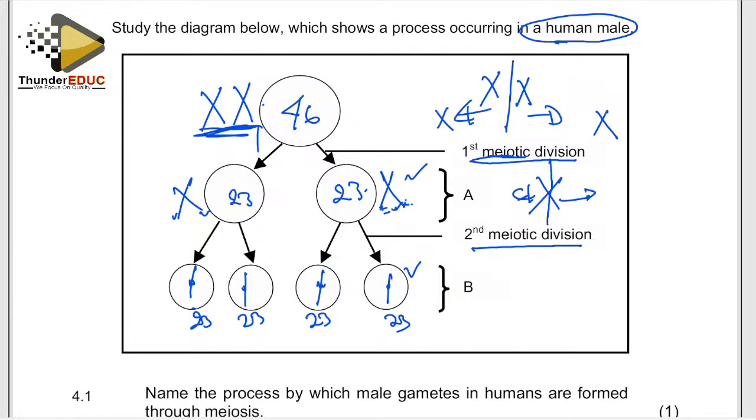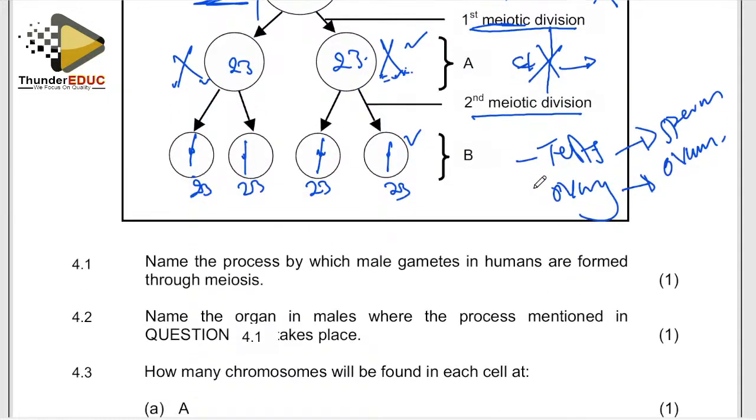So once we know how we can interpret it, then we can apply it. Where does meiosis occur? In male, it occurs in the testes to produce sperms. And in female, it occurs in the ovary to produce ovum. Okay, let's go and answer.